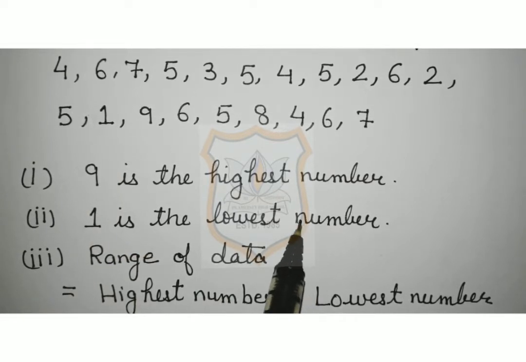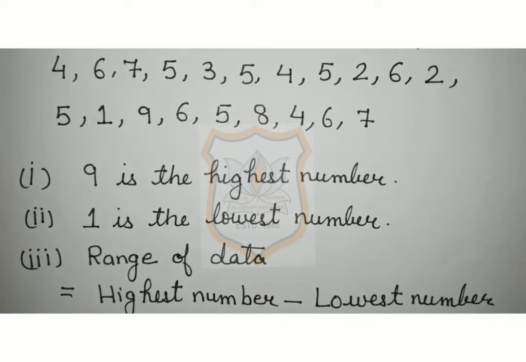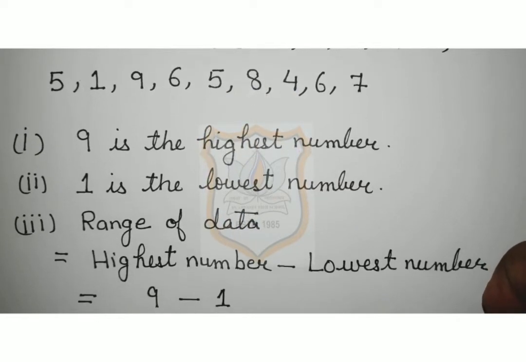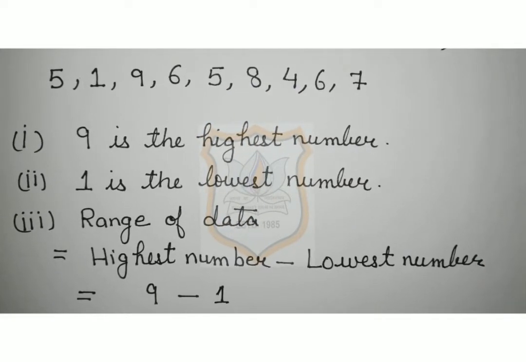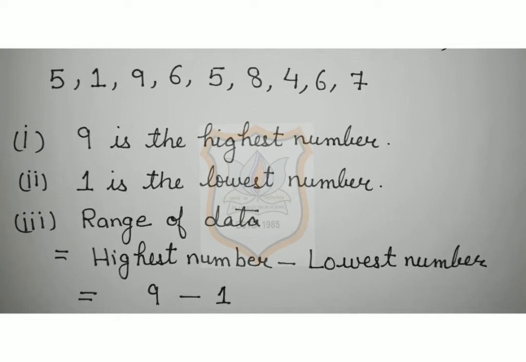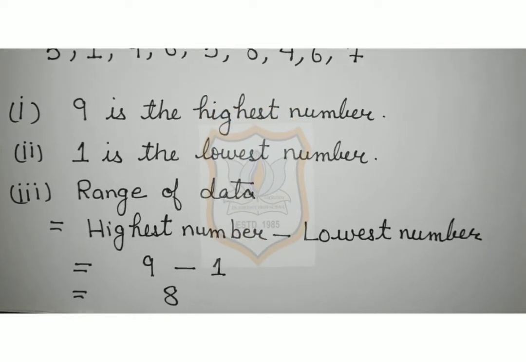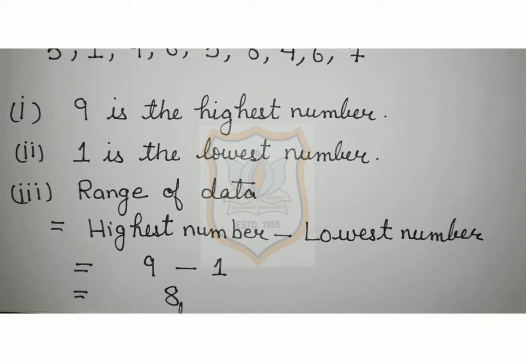Now third part is what is the range of the data? That you have to find out. As I told you earlier, the formula to find the range of the data is highest number minus lowest number. And the highest number is 9 and the lowest number is 1. So the difference of 9 and 1 is 8. So we can say that the range of the data is 8.